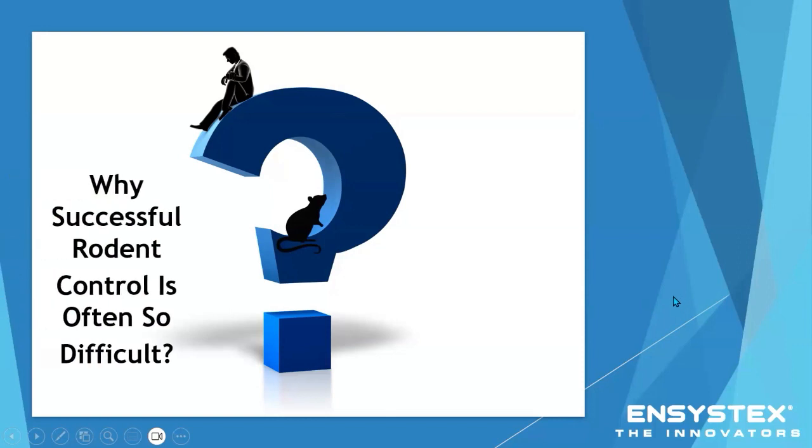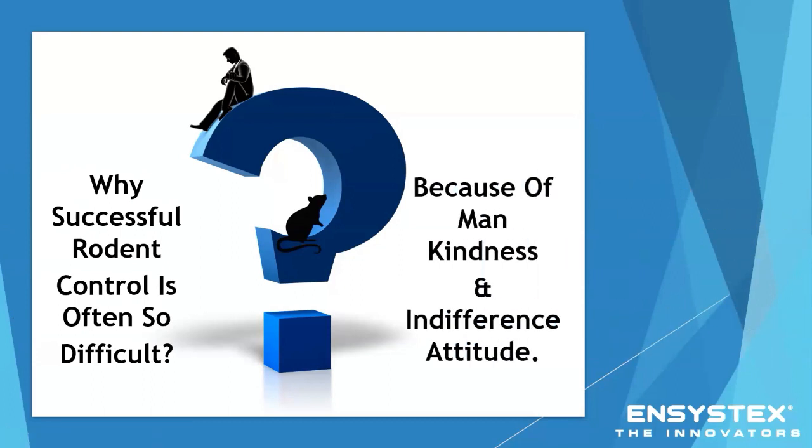So why is successful rodent control often so difficult? It's because of unkindness and an indifferent attitude. When it comes to unkindness, you keep telling the guys, clean up your rubbish. Sanitation and hygiene need to be up to standard. You need to lift the pallets off the floor so that we can clean and inspect under them. You need to make sure your rubbish areas are cleared every single day. All these things are part of it, and then there's the indifferent attitude: I pay you to kill the rodents or kill the cockroaches, it's your job. When your clients do not work with you, that is the reason why rodent control can be difficult.